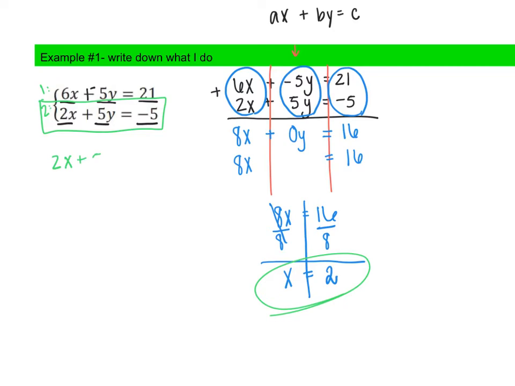So this becomes 2x plus 5y equals negative 5. And I said, well, I know that x is a 2. This becomes 2 times 2 plus 5y equals negative 5. 2 times 2 is 4. And from there, I'm just going to be solving algebraically, okay? So I'm trying to get the y by itself. Right now, there's a plus 4 beside it, so I'm going to take away that 4.